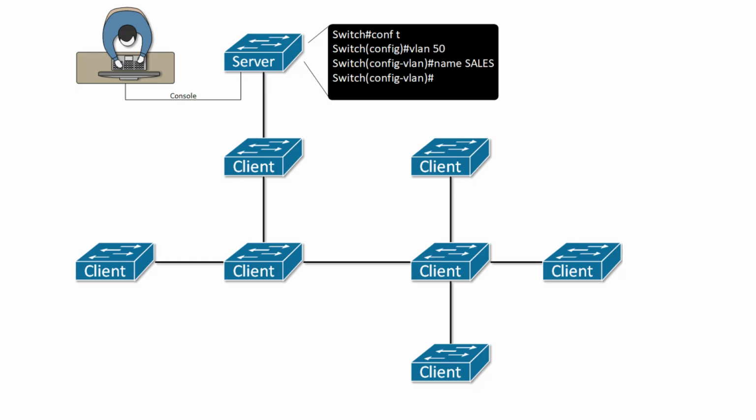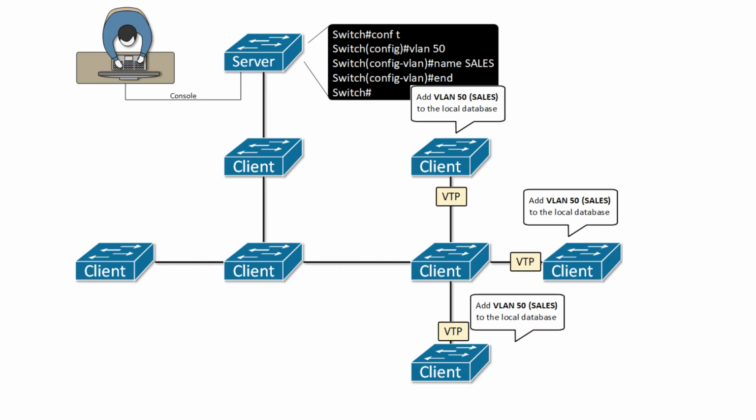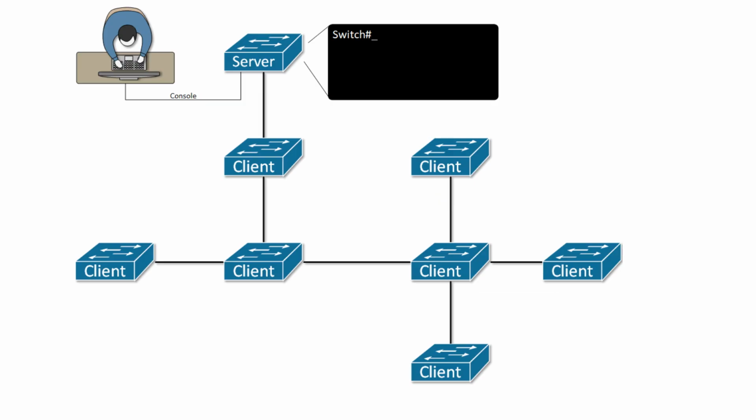All changes made on the VTP server are propagated only to the switches in the VTP domain. If there is a switch configured with a different VTP domain name, it won't accept the advertisements and won't update its VLAN database. VTP modes.